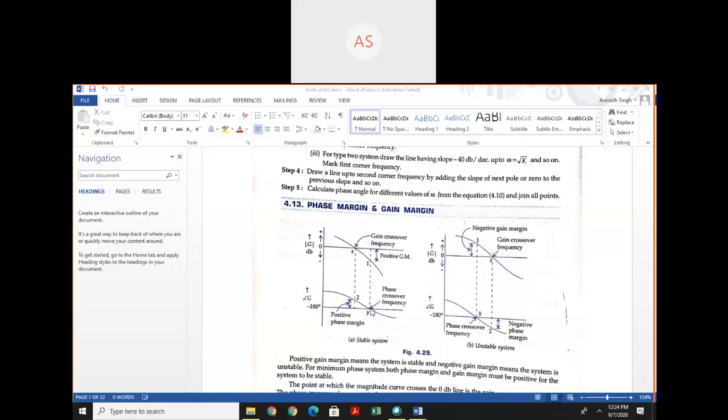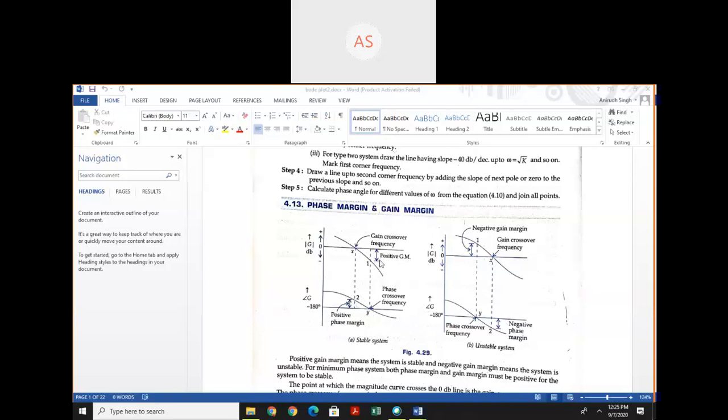Similarly, phase crossover frequency is the frequency at which the phase angle will be minus 180 degrees. The frequency corresponding to the minus 180 degree angle is known as phase crossover frequency. This is the positive gain margin. Positive gain margin means we can add this amount of gain to the system to make the system marginally stable or critically stable.